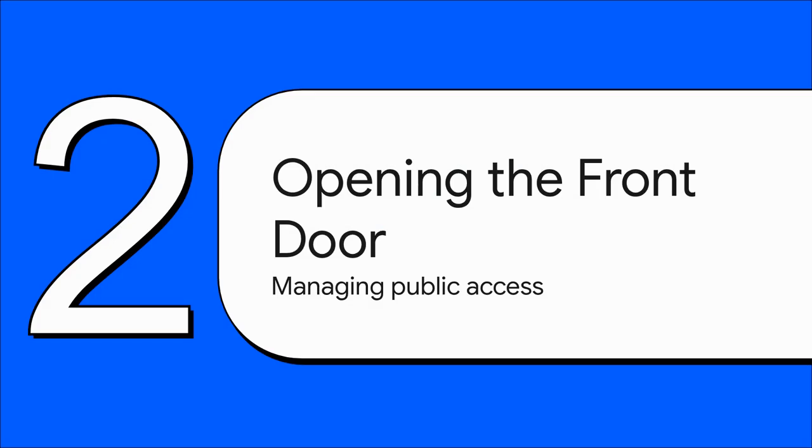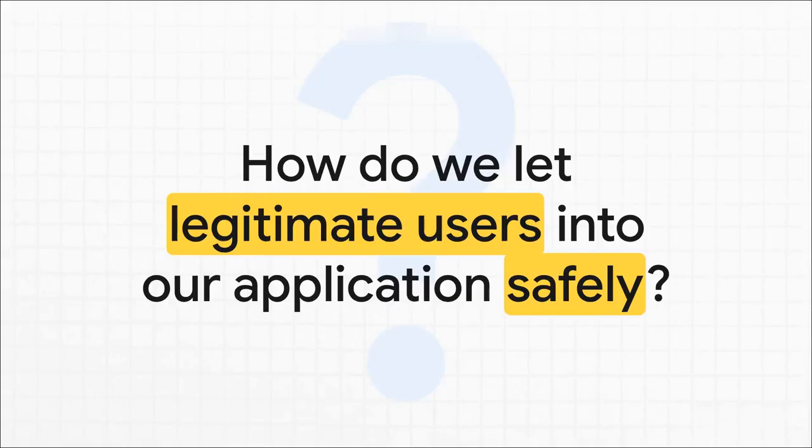All right, now that we have the map of our kingdom, it's time to build the main gate. We need a really smart way to let the good guys in and keep the bad guys out. More specifically, how do we get our storefront API out there on the public internet so users can actually use it? We can't just throw the doors open for everyone. That's a recipe for disaster.